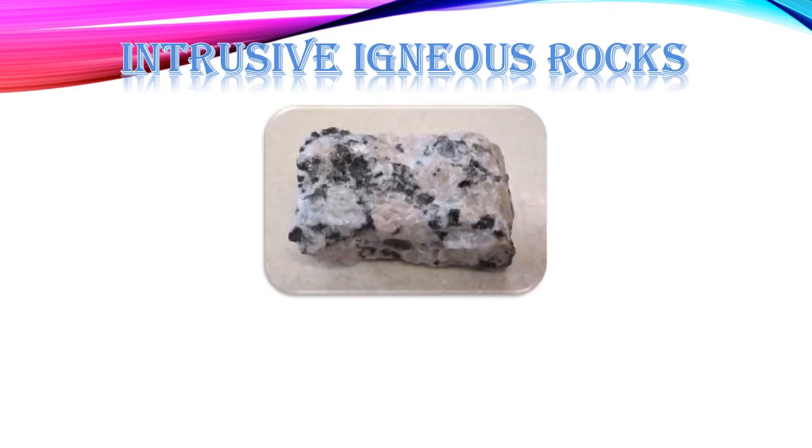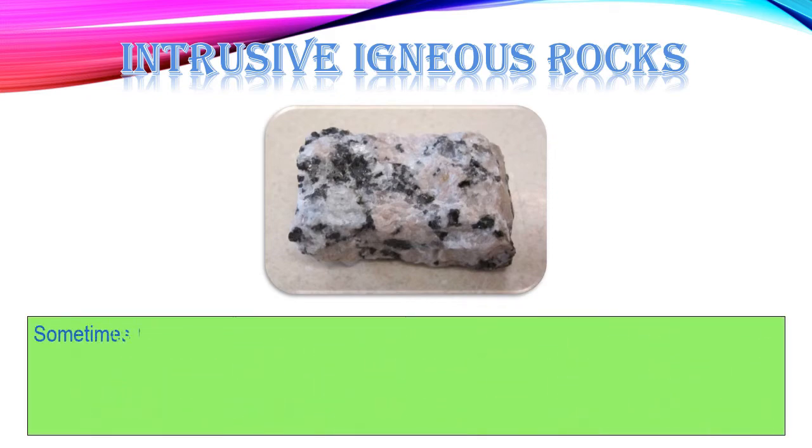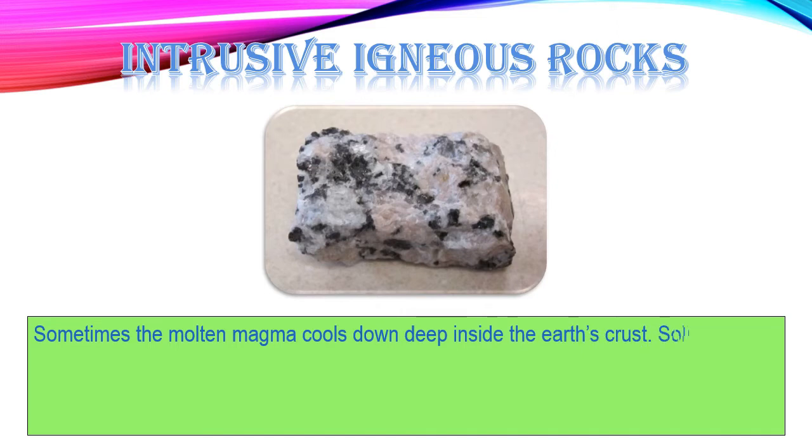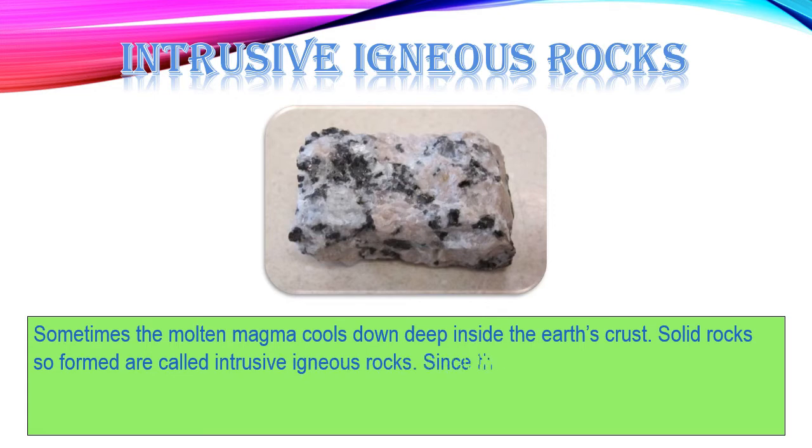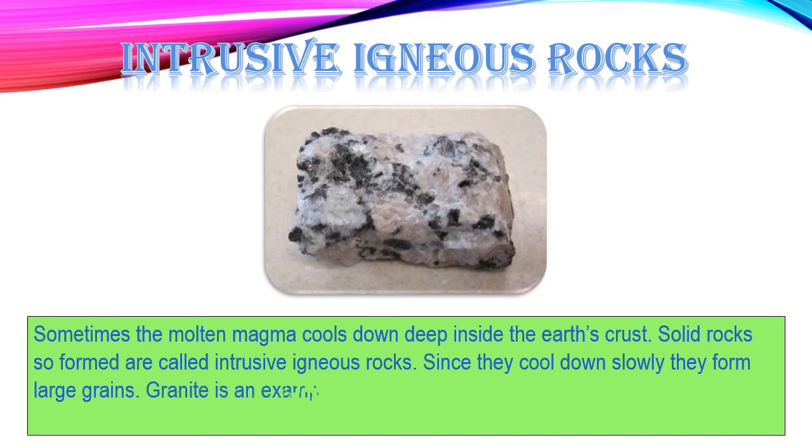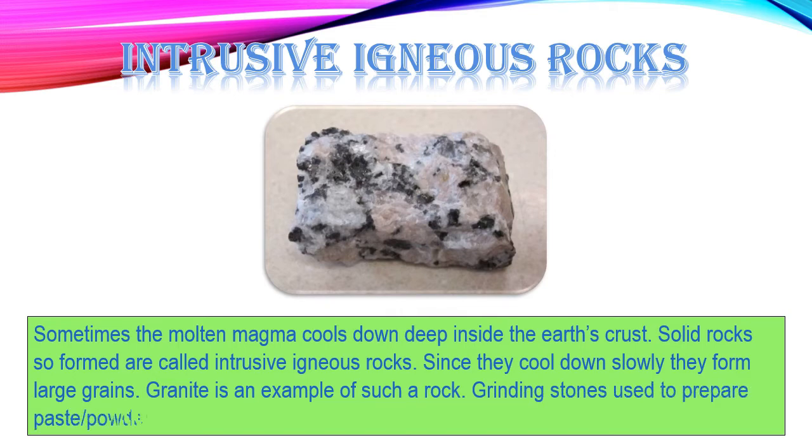The first is intrusive igneous rocks. Look at the picture here. This is the picture of an intrusive igneous rock. Sometimes the molten magma cools down deep inside the earth's crust. Solid rocks so formed are called intrusive igneous rocks. Since they cool down slowly, they form large grains. Granite is an example of such a rock. Grinding stones used to prepare paste, powder of spices and grains are made up of granite.